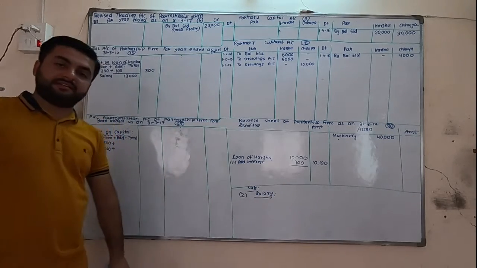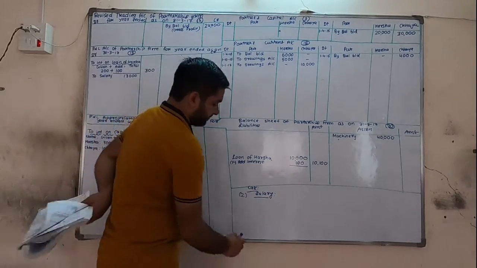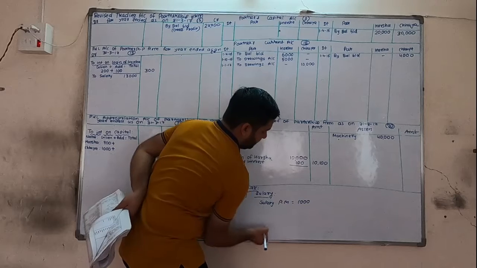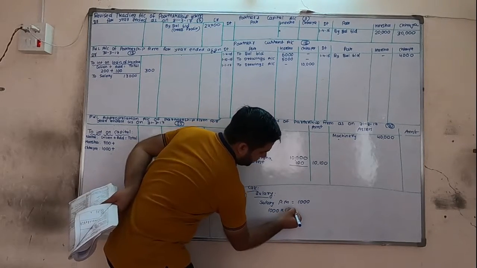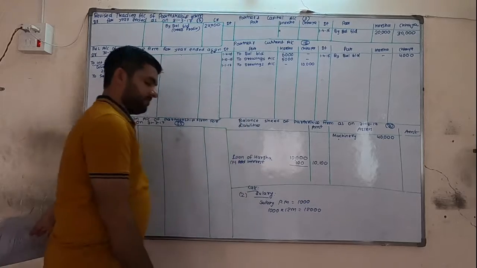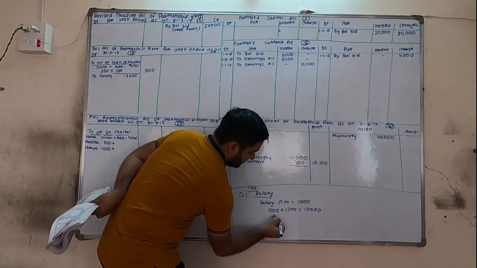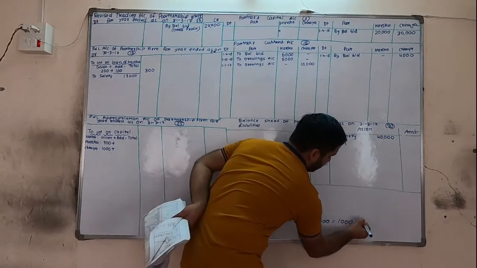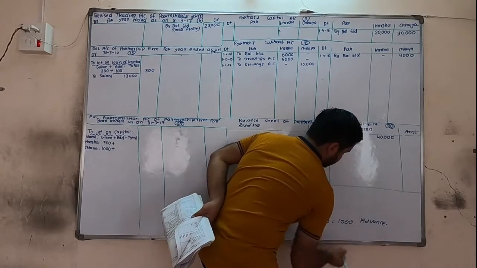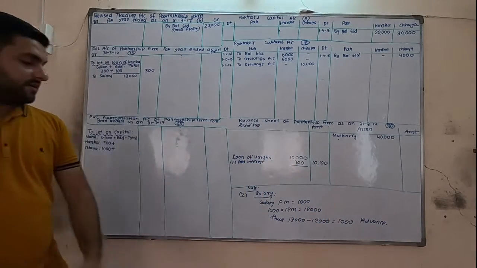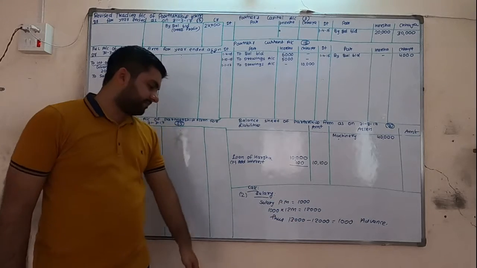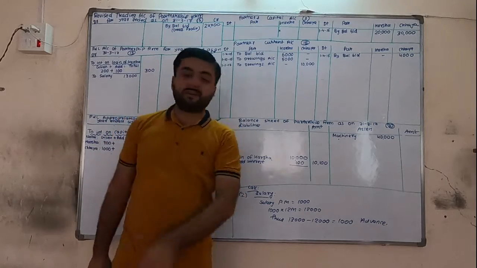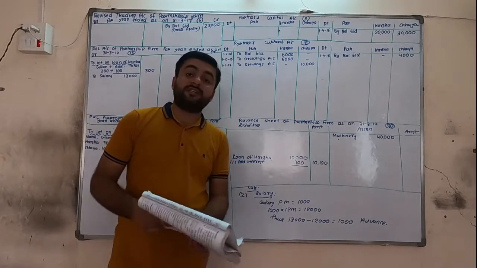Salary. Give the heading salary. Salary per month is equals to 1,000. So 1,000 into 12 months, it is 12,000. Thus 13,000 minus 12,000 is equals to 1,000 advance. This one thing you write: salary per month, PM 1,000. 1,000 into 12 months is 12,000 only. Thus 13,000 is given, 12,000 is actual, so 1,000 is advance.